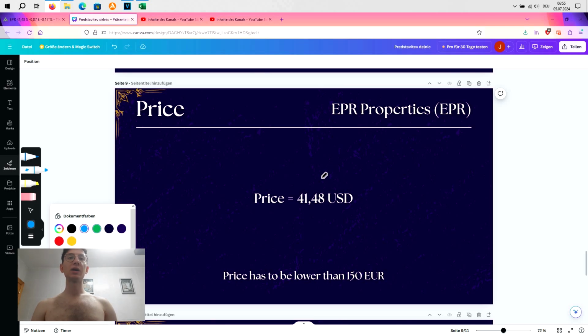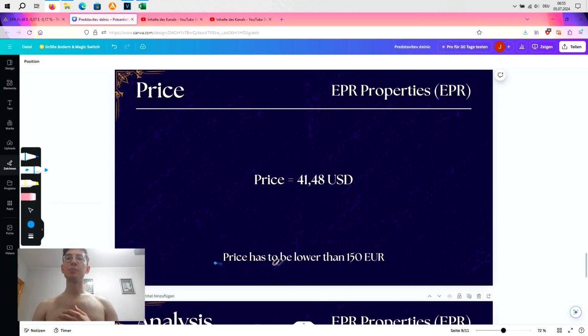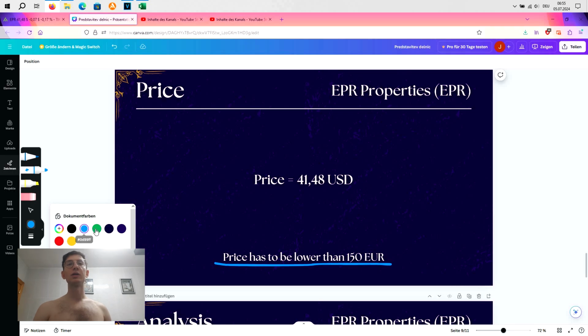And for the price, we have here an instruction that tells us the price has to be lower than 150 euros or dollars or British pounds, you know. Now the current price is around $41, 41 and a half. So it is significantly lower than 150. So we are good to go.